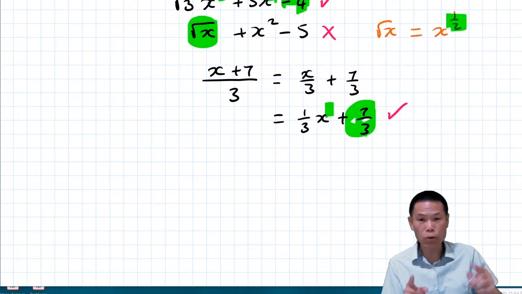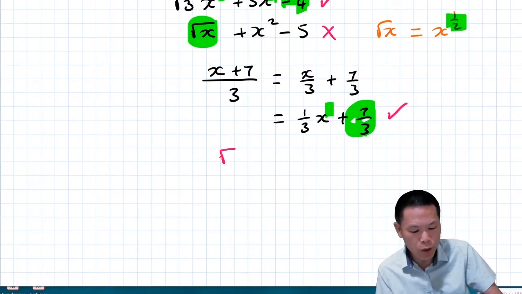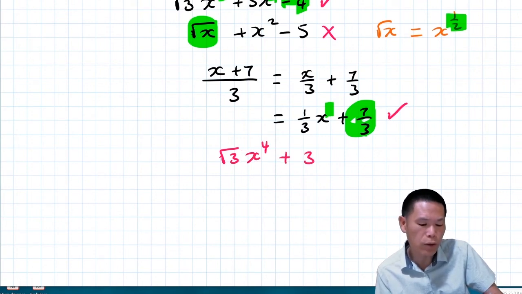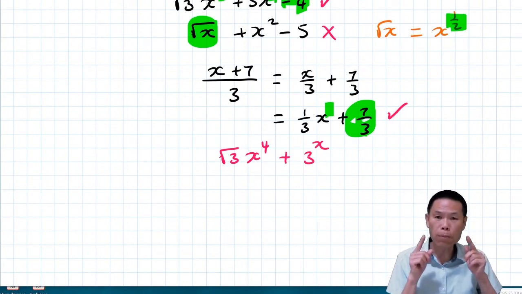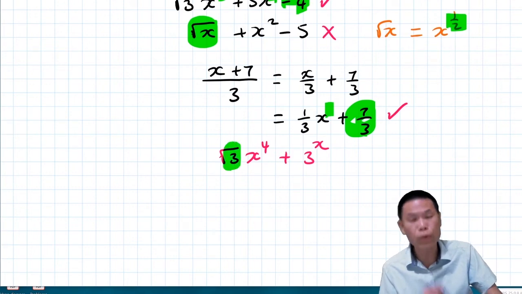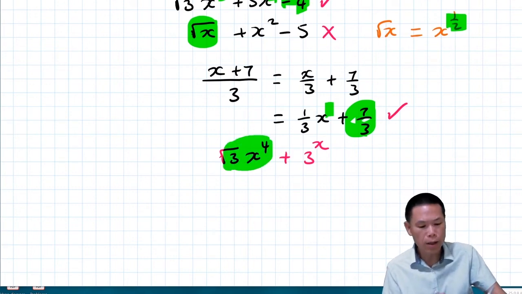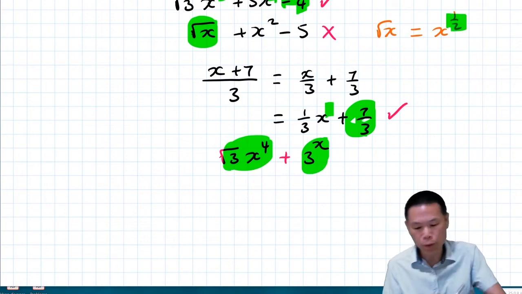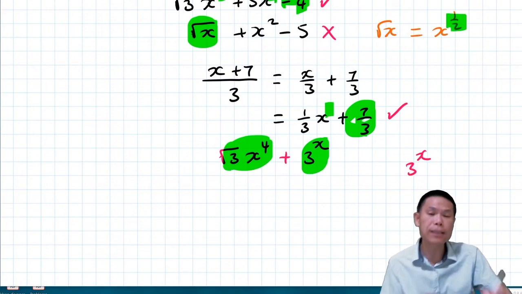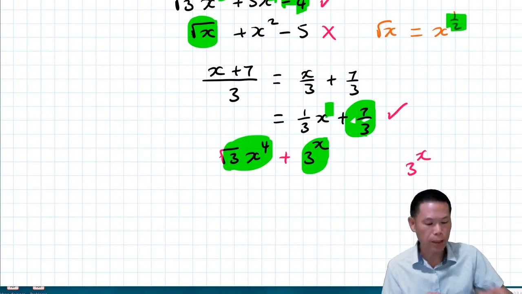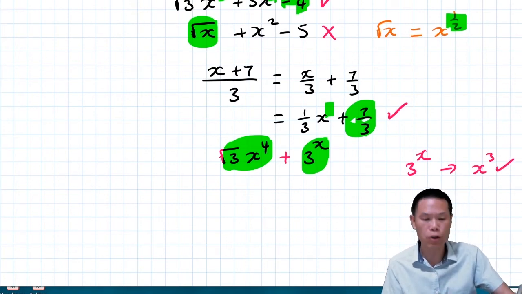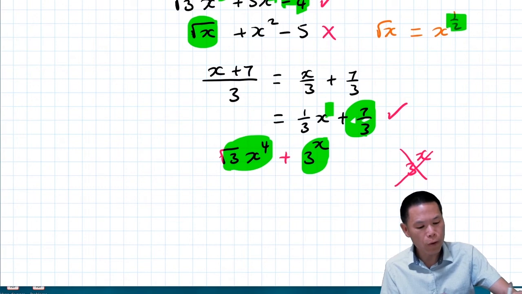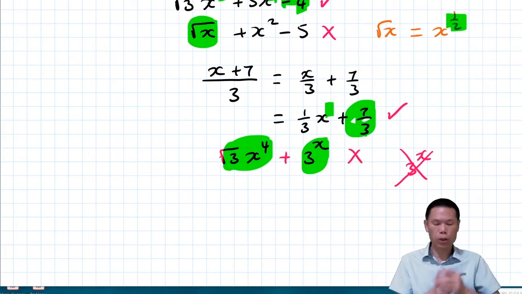Let's do a couple more, so make sure you fully understand. Let's say square root of 3 x to the power of 4 plus 3 to the power of x. Is it a polynomial or not? That is correct, it's not a polynomial. Even though the square root of 3 term is fine, 3 to the power of x is in fact an exponential function. If it were x to the power of 3, it would be a polynomial, but this is not. Therefore, this is not a polynomial.